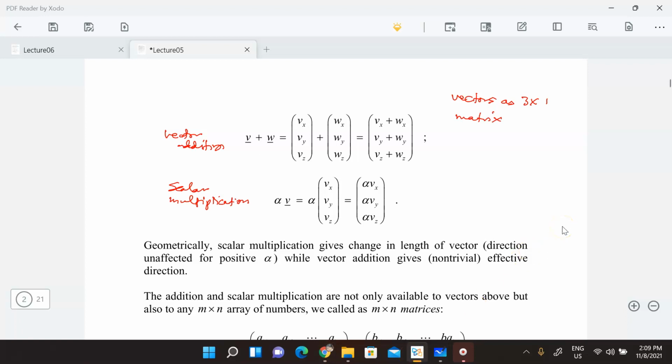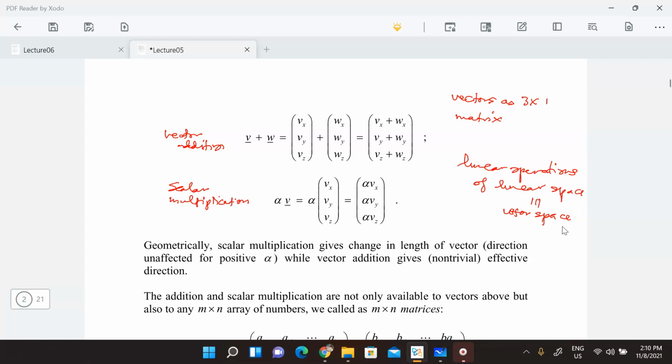These two are parts of what we call linear operations of a linear space. Linear space is just another name for vector spaces. So this is roughly a vector space. And for vectors, you often limit yourself to this kind of object with 3 components, or higher if you want.